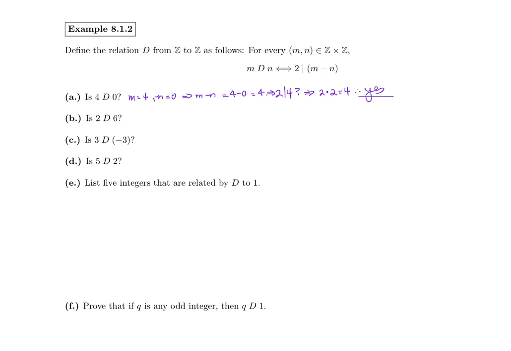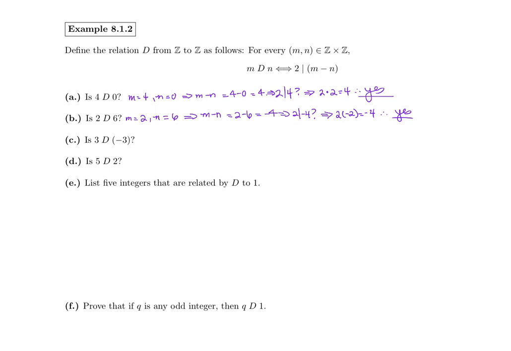Let's see if the same thing holds up for 2 and 6. Is 2 related to 6 by D? Well, m equals 2, n equals 6, so m minus n would be 2 minus 6, which is negative 4. Does 2 divide negative 4? I hope you said yes, because 2 times negative 2 gives us negative 4. So yes.